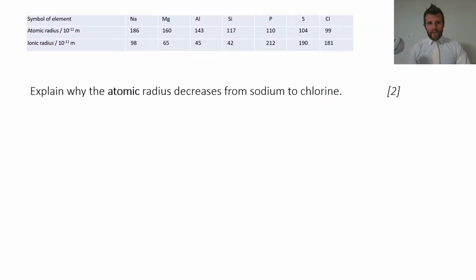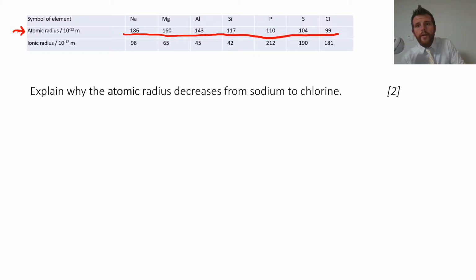All right, free response. Explain why the atomic radius decreases from sodium to chlorine. And they are kind enough to give us a whole data table, because IB is a generous entity. Okay, so we've got atomic radius decreases from sodium to chlorine. So we're looking at this bit here. And it does, in fact, do what they say it does, which is great.